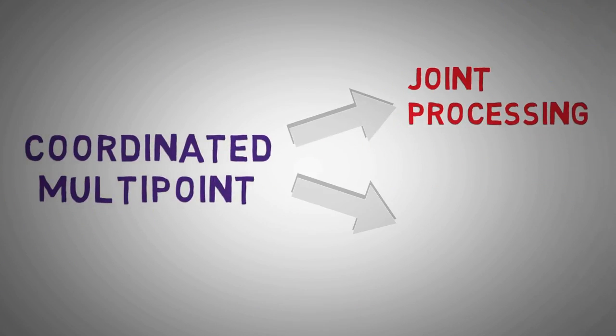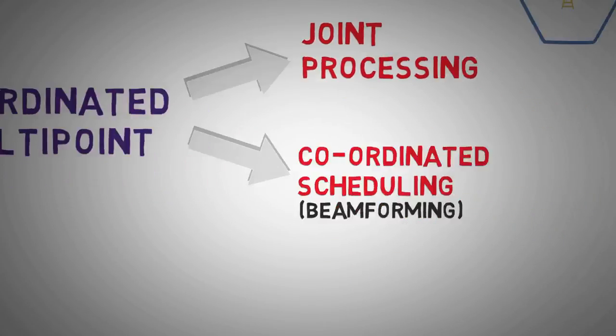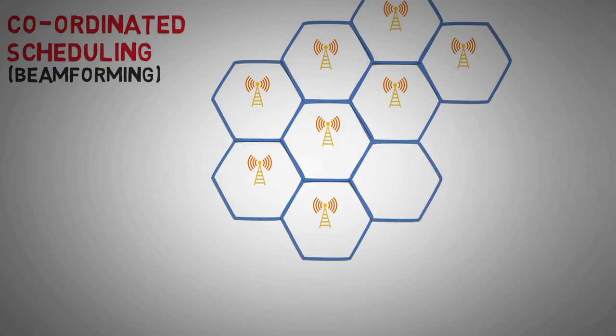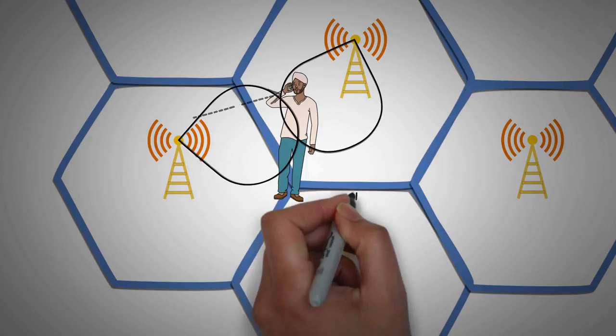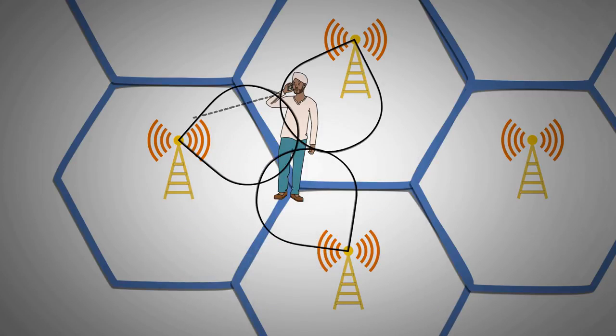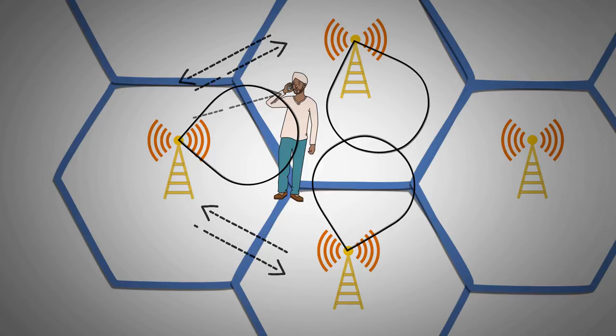The second method is called coordinated scheduling or beamforming. In this case, data to a single UE is transmitted from one eNode B. For downlink, transmit beamforming weights are generated. Based on them, the scheduling decisions as well as any beams are coordinated to reduce the unnecessary interference from other cells. As a result, the cell edge user throughput can be improved due to the increase in received SINR.